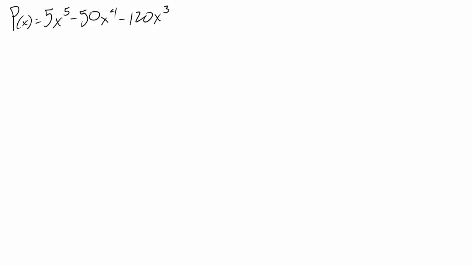We've been given the polynomial function capital P of x equals 5x to the 5th minus 50x to the 4th minus 120x cubed. We'll start by looking for the y-intercept of this polynomial. So we'll replace the capital P of x with a y, and we'll put a 0 in for x. So that'll give us 5 times 0 to the 5th, excuse me, is 0. Minus 50 times 0 to the 4th is also 0. Minus 120 times 0 to the 3rd is also 0. So that tells us we have a y-intercept at 0.